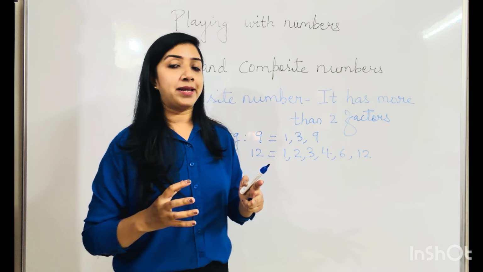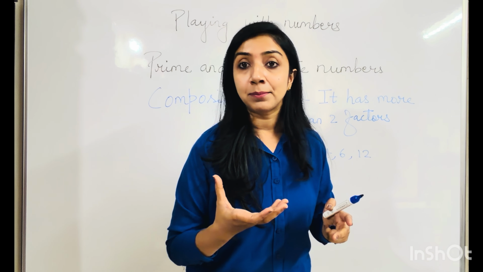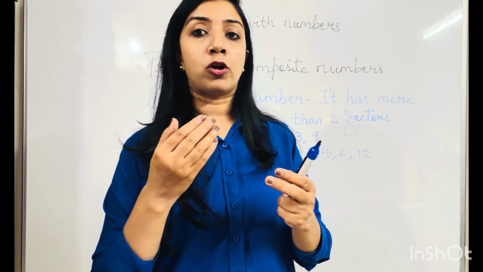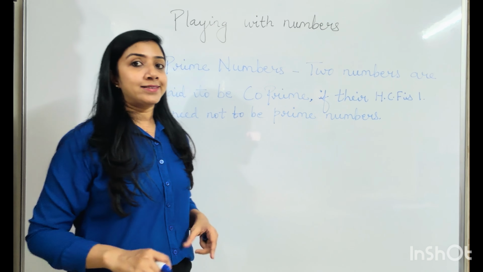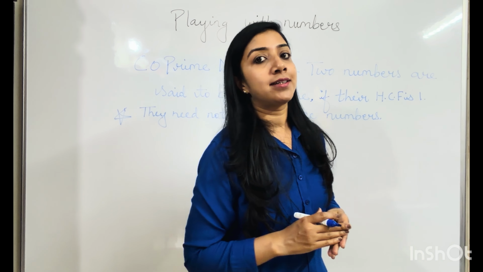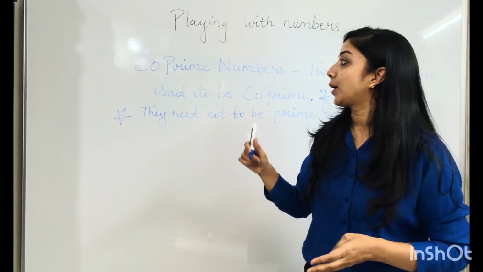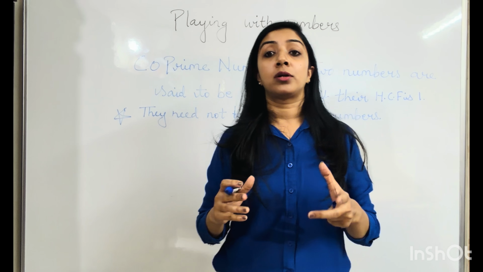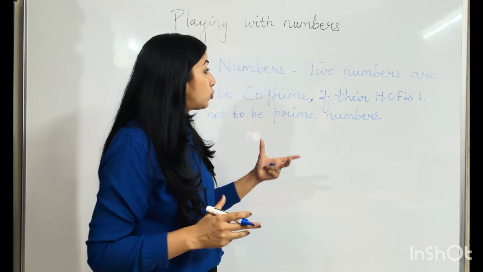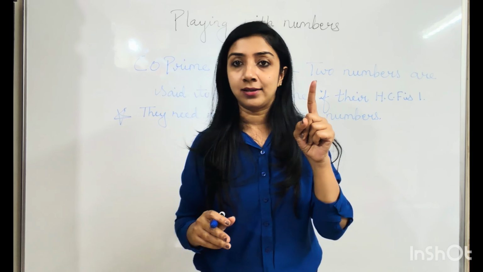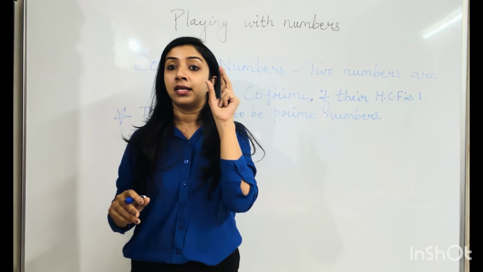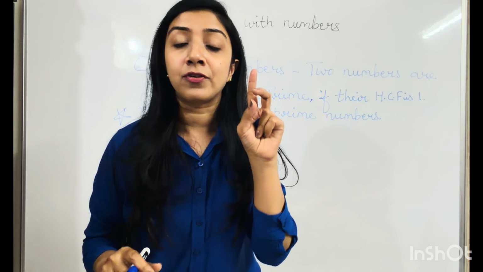Now I'm going to explain what co-prime numbers are. Okay, we will see what co-prime numbers are. Now children, after prime and composite numbers, we are going to see co-prime numbers. Now what are co-prime numbers? Two numbers are said to be co-prime if their HCF is 1. So what is the condition, children? That the two numbers have HCF 1.